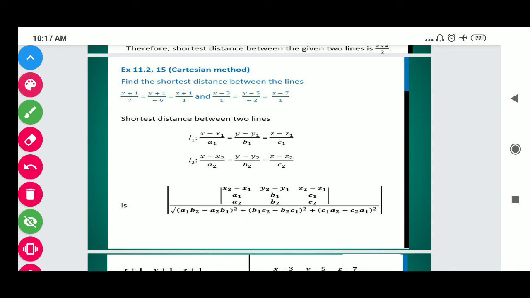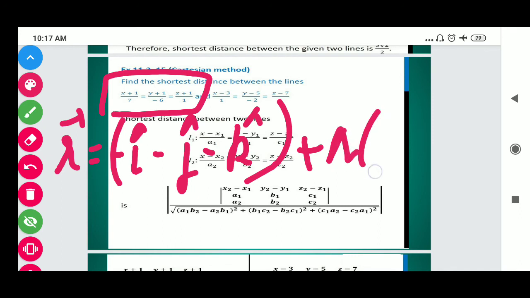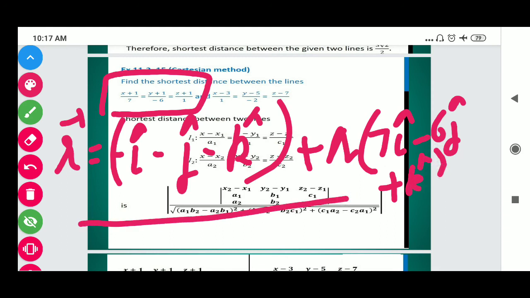I am sharing with you the method of how to convert a Cartesian equation into the vector form. Here we have this equation. So we can write this equation as r vector is equal to, what is a vector? A vector is minus i minus j minus k, plus lambda, the scalar, and here we have the direction 7, minus 6, 1. So we will write 7 i cap minus 6 j cap plus k cap. So this is the vector form of the line.